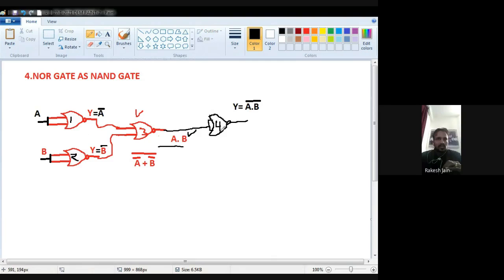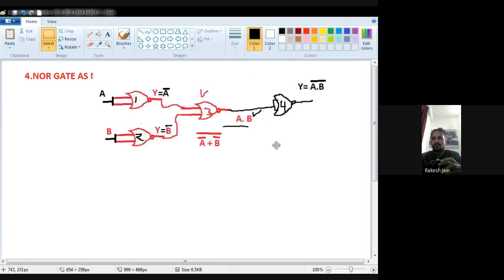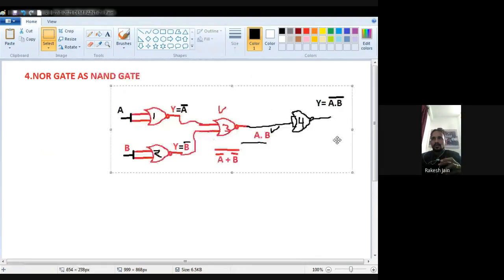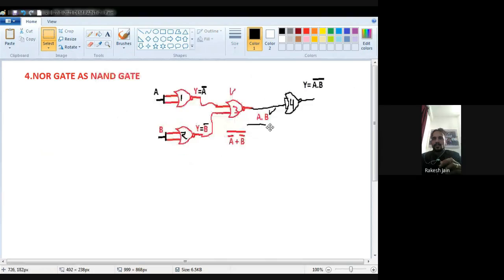A dot B having a bar is a NOR gate, and the fourth NOR gate again acts as a NOT gate. Then with the help of these four NOR gates we can realize a NAND gate. Now I am going to explain, see very carefully, the NOR gate as a universal gate.